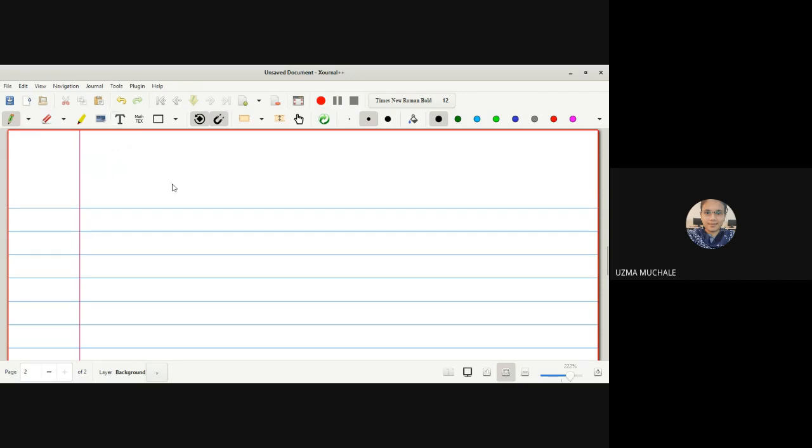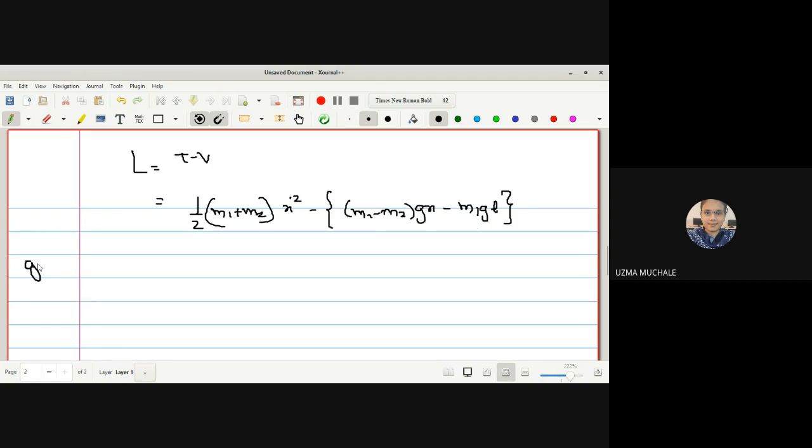Simply calculations, right? So now Lagrangian L can be written as T minus V for the two different masses m1 and m2. We can write the Lagrangian L as 1 upon 2 (m1 plus m2) x dot square. It is the kinetic energy, and next we have (m1 minus m2) g x minus m1 g L. Okay, this is your potential energy, right? Now as we know we have only one generalized coordinate. What is that generalized coordinate? x itself will determine the position of mass m1 as well as m2.